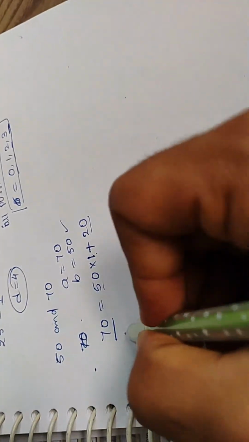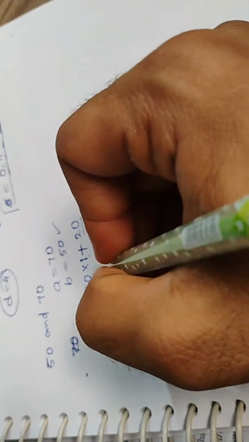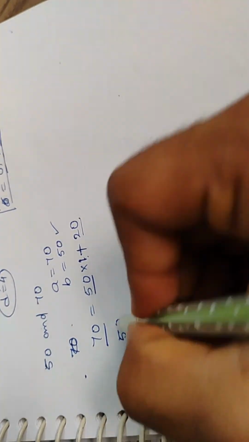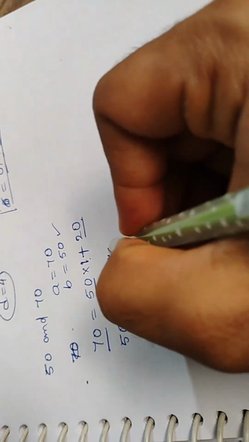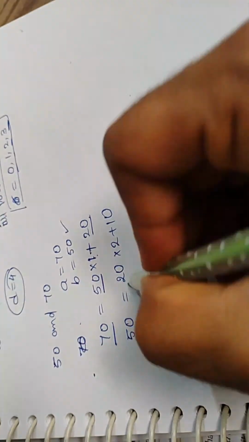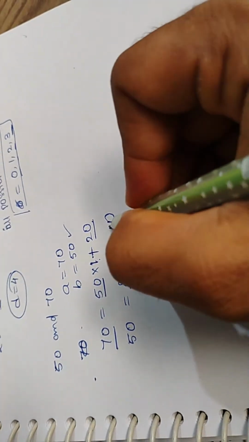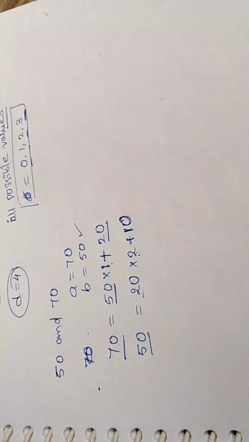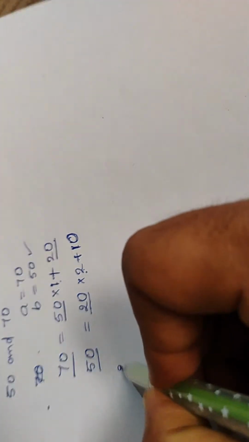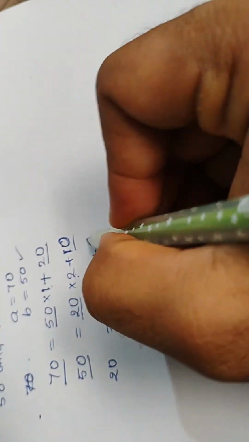Next, same step you have to repeat. Now this 50 you have to take as a, and 20 you have to take as b. 20 into 2 plus 10: 2 twos are 40, 40 plus 10, you'll get 50. Again, same you have to repeat. 20 you have to take as a and 10 as b: 20 is equal to 10 into 2 plus 0.